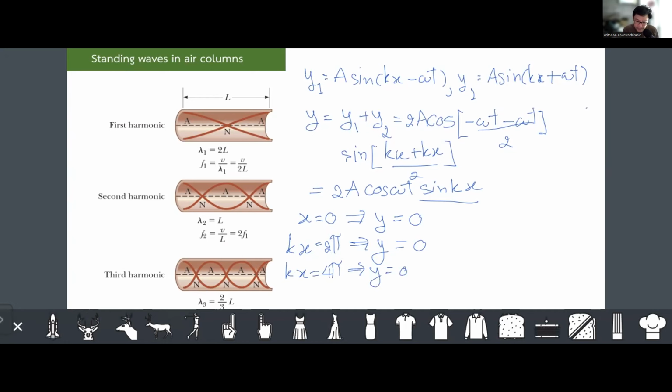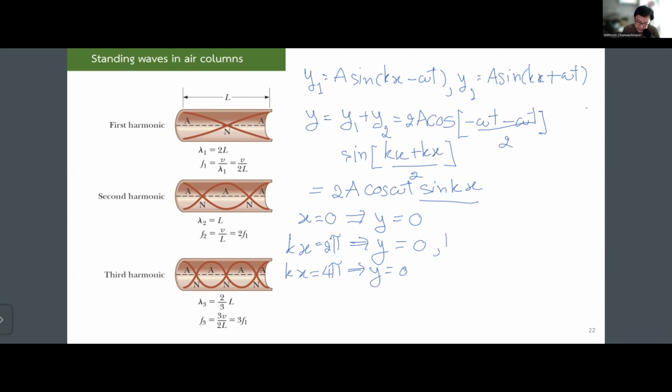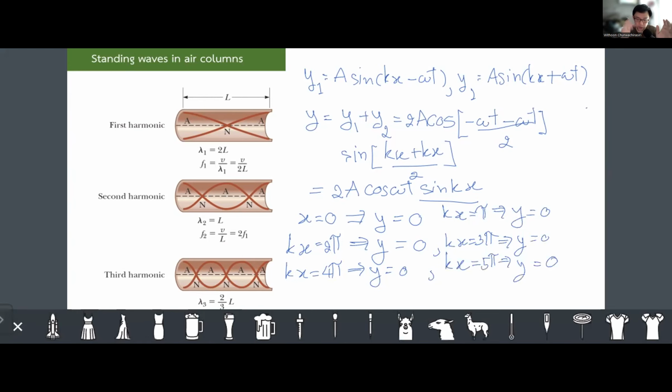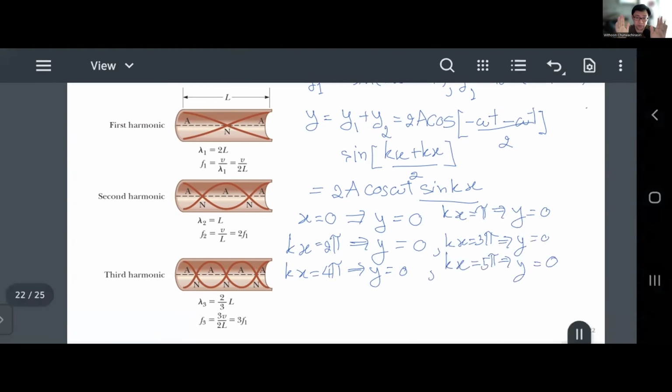So that means if kx is equal to pi, y is already equal to 0. 3 pi is already equal to 0, on and on and on. You start to see the progression of what I'm doing over here. So what I'm saying is, it looks like at some particular values of x, you won't get any oscillation from the medium whatsoever.